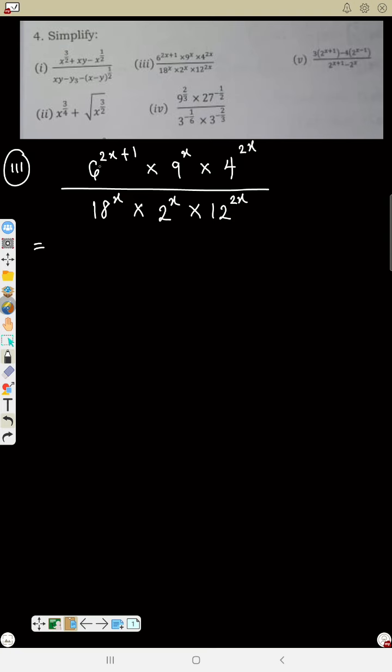Now let's start with 6. I can say 6 is the same thing as 3 times 2. So 6 is 3 times 2, but it is raised to power 2x plus 1.